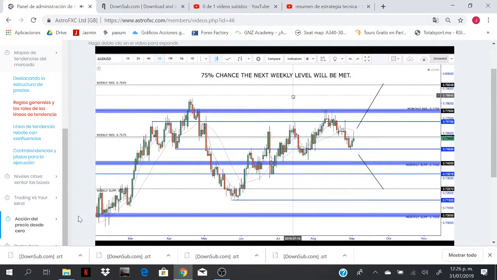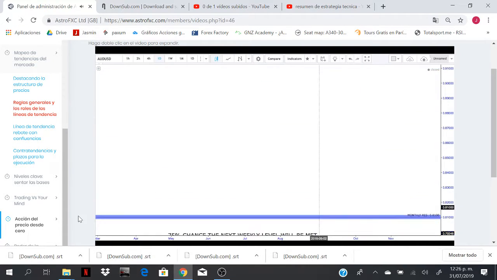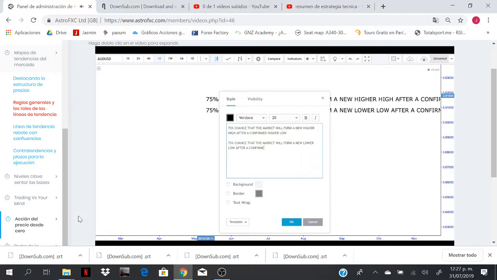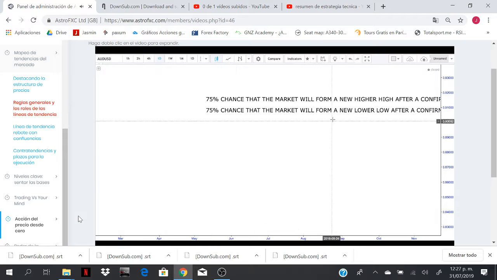And also, which I didn't drop in as well, very sorry, on the last video, is that there is a 75% chance, I'm just going to draw this over here, that the market will form a new higher high after a confirmed higher low, and then vice versa, 75% chance the market will form a new lower low after a lower high.